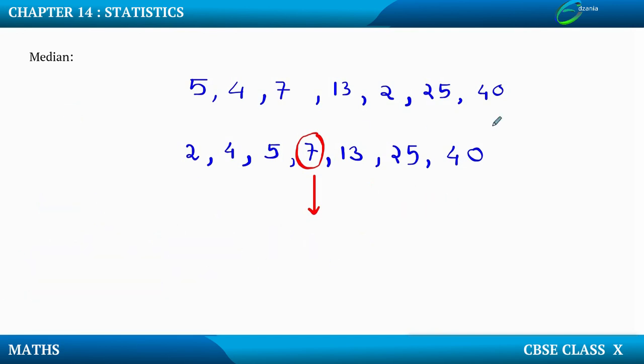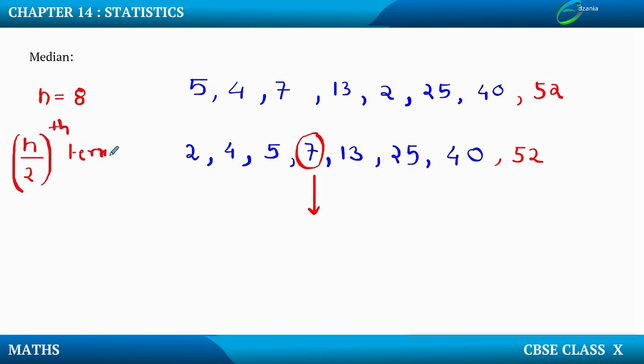But what if the number of terms is even? For example, let me introduce one more term over here, say 52. Then I'll have 52 as one more term over here. So we say that n is equal to 8 in this case because the number of terms is even. In such a case, we take the mean of n upon 2 and n plus 1 upon 2 term. That is n upon 2, 8 upon 2, that is fourth term.